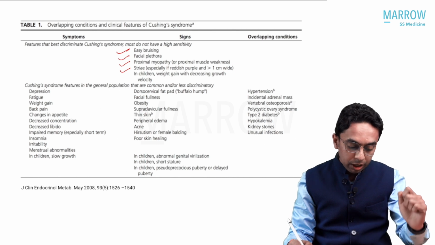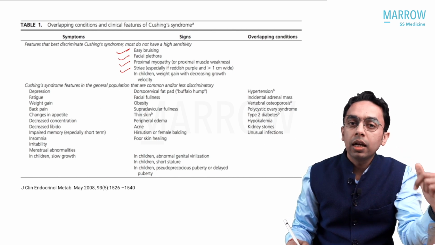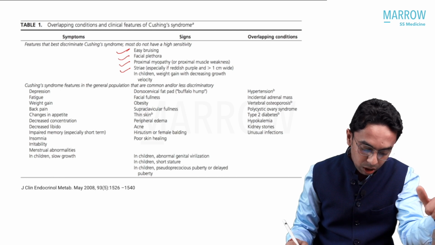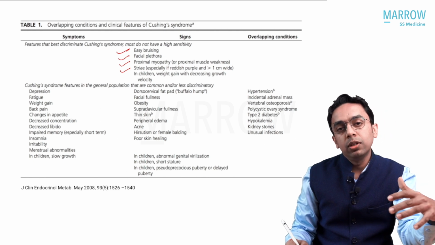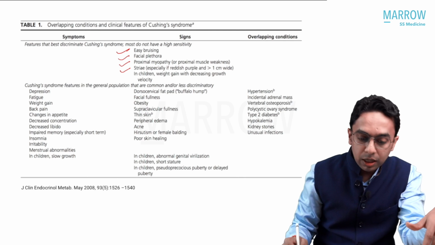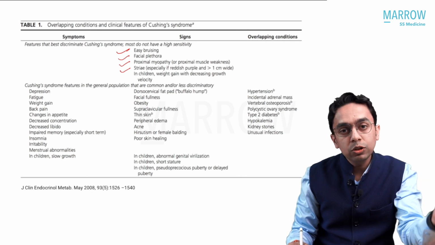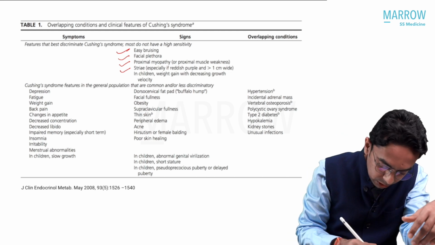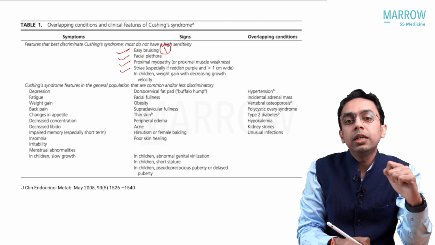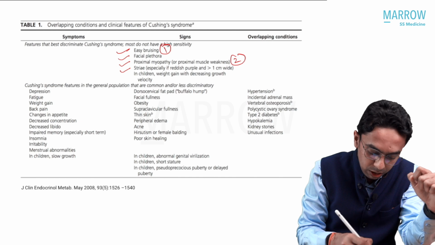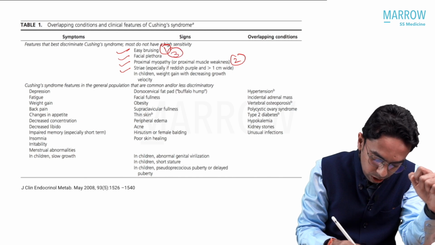That is also very, very important. So in adults, a higher discriminatory index for Cushing's is easy bruisability, facial plethora, myopathy and striae. But if they want to make this question further tough, they can give you these options as well, asking which is the best discriminatory one. So the best one is easy bruisability, followed by myopathy, followed by facial plethora, followed by striae.